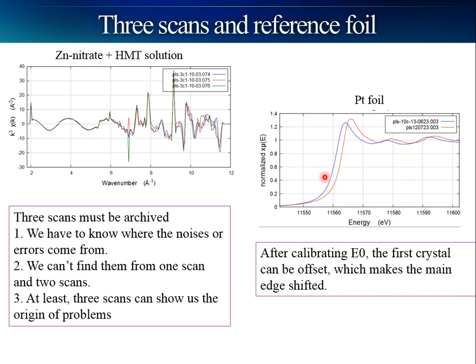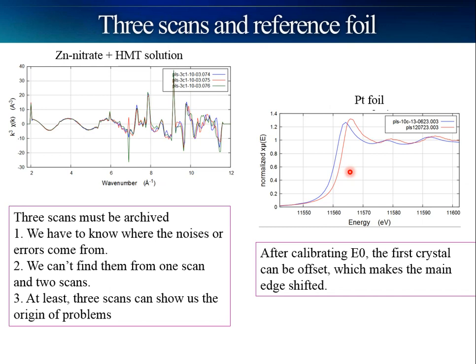Second, look at the scans of platinum foils, which is the same sample but a different edge, right? Surely, a platinum foil is a very stable material, so this scan has a problem. So what is the problem?